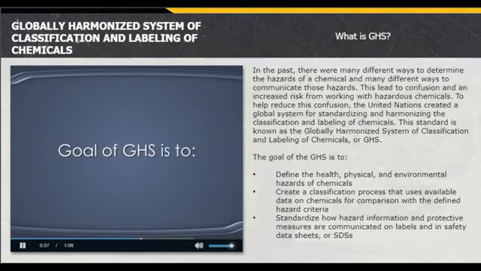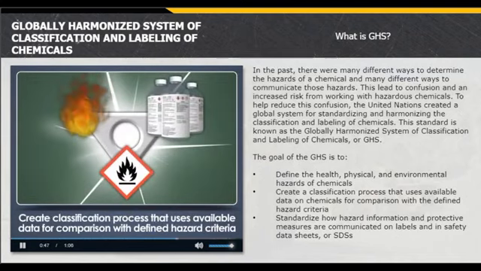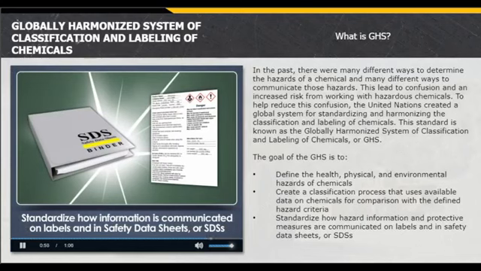The goal of the GHS is to define the health, physical, and environmental hazards of chemicals, create a classification process that uses available data on chemicals for comparison with the defined hazard criteria, and standardize how hazard information and protective measures are communicated on labels and in safety data sheets, or SDSs.